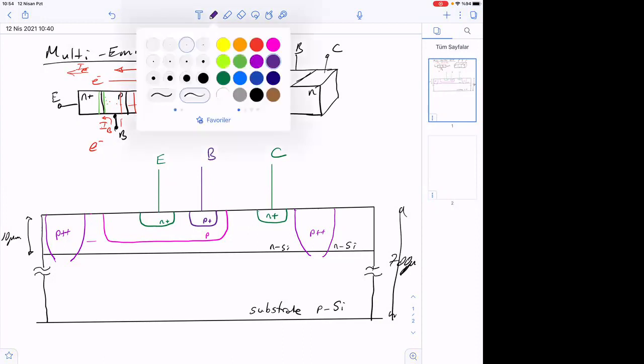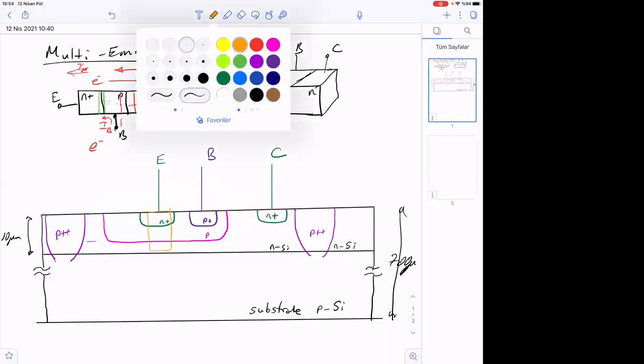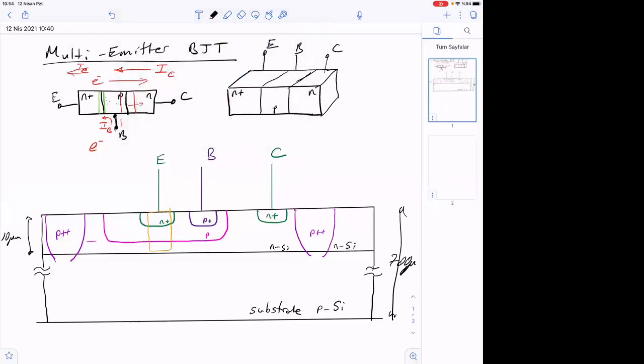So the device indeed is formed here. You have here the emitter, base, and collector. So this is N, this is P, this is N. So the device is a vertical device.